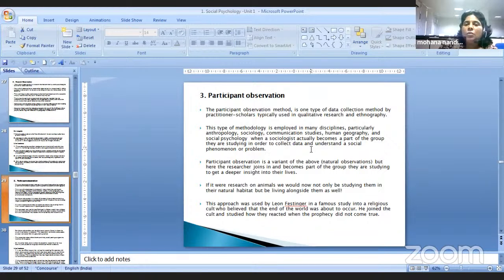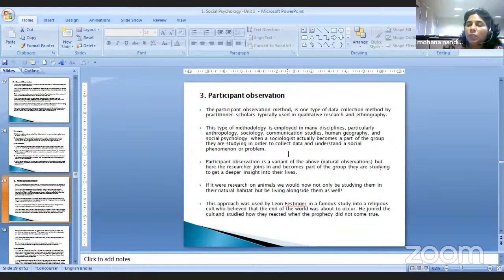A sociologist actually becomes a part of the group they are studying in order to collect data and understand the social phenomenon or problem. Suppose a psychologist is doing the same study. The person started observing the depression level of one organization. Here, that organization needs to agree, and not only that, each and every participant needs to agree to give their data.